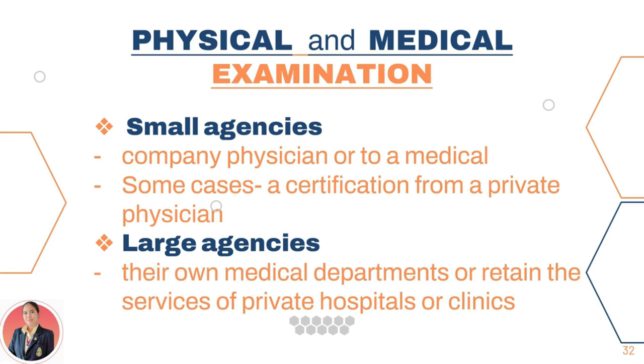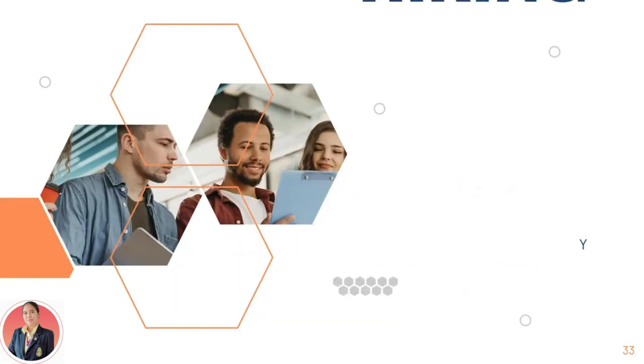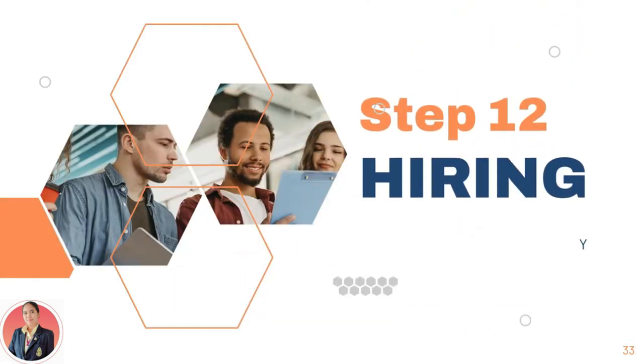In addition to the physical examination, many agencies also require the applicant to get police and NBI clearances. This is done to safeguard the agency against potential or confirmed troublemakers or applicants with a criminal background. Step 12. Hiring. When a candidate has passed all the selection requirements and is chosen, he is finally sent to the personnel department for the hiring process.